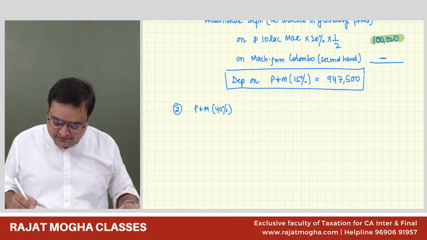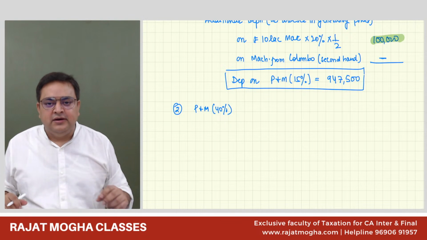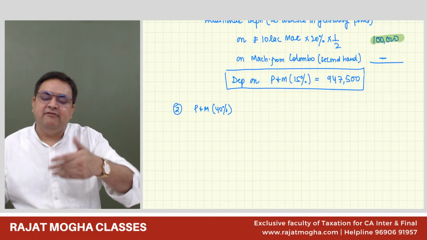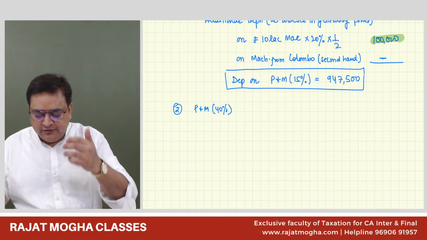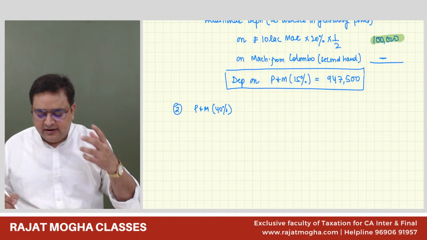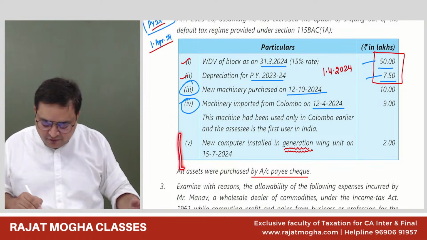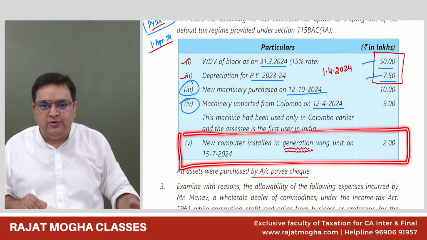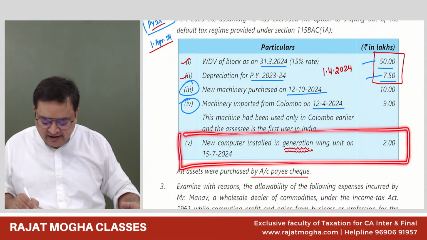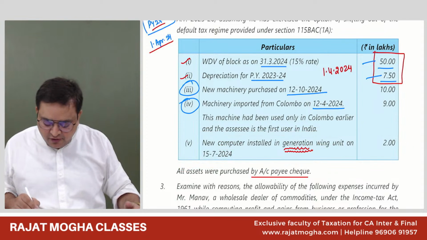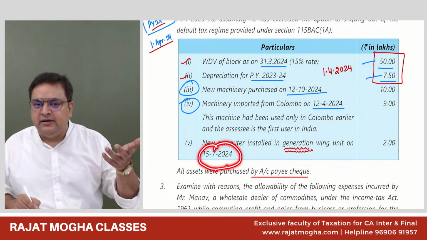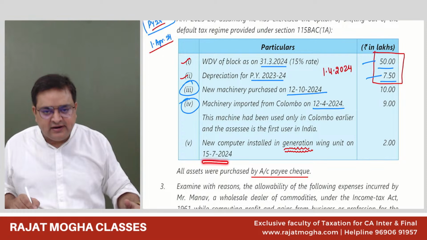This is for computers. Instead of writing the entire format, we have limited time, guys, and we have to manage in that time. So instead of writing opening WDV, additions during the year, money received on sale, just imagine that only this information is given regarding the computer. Opening we don't have, any sale we don't have, only the additions we have, and this new computer is installed in the generation wing on 15/7/24. 15/7/24 means full depreciation, obviously.